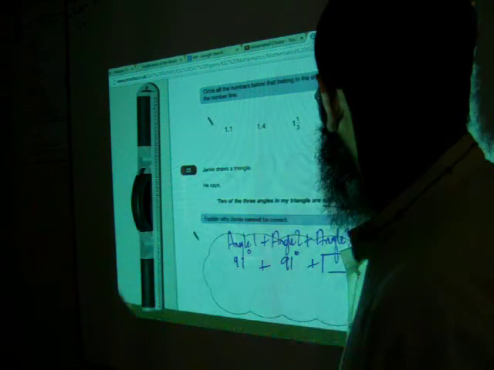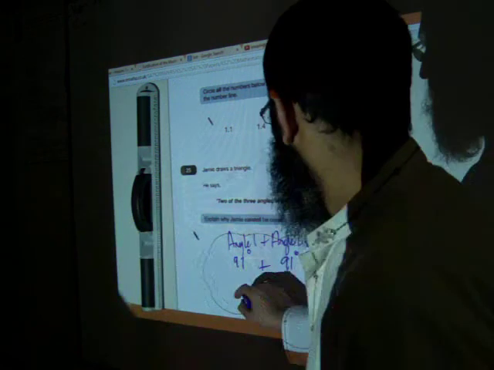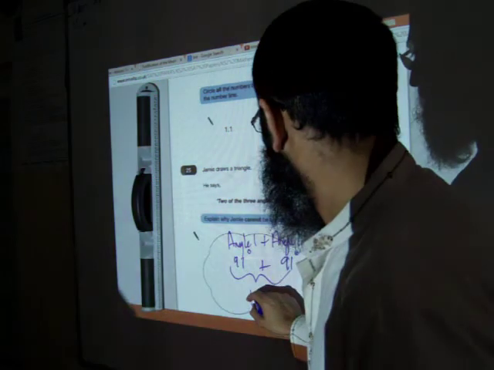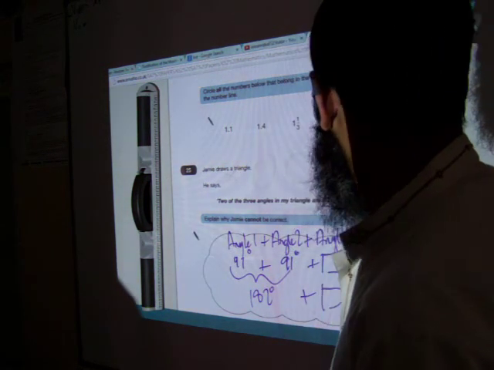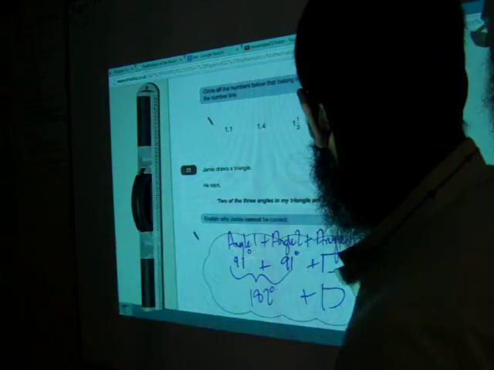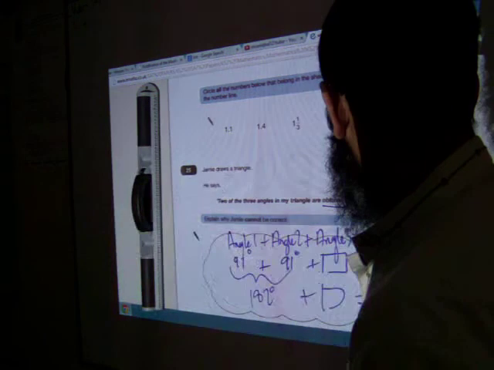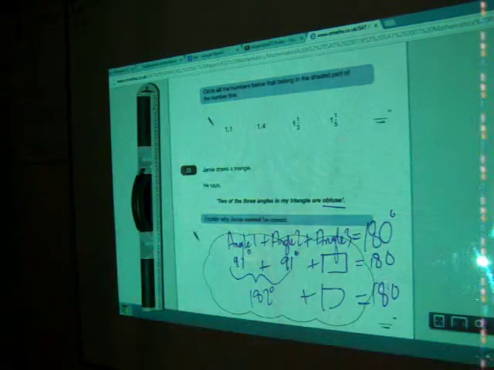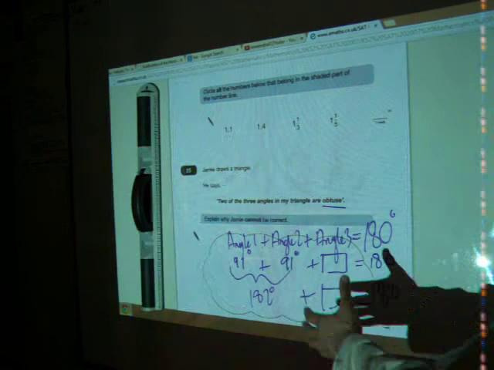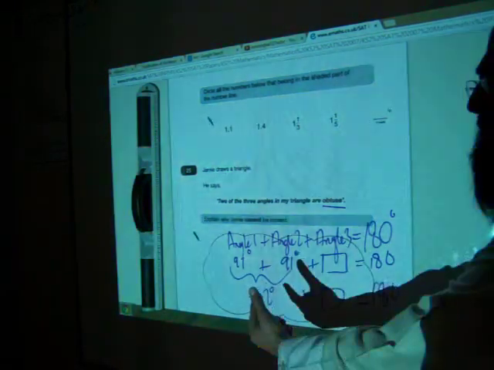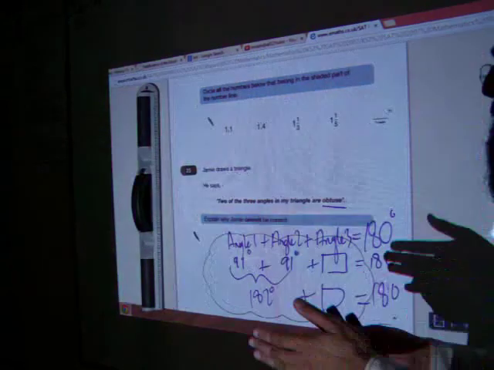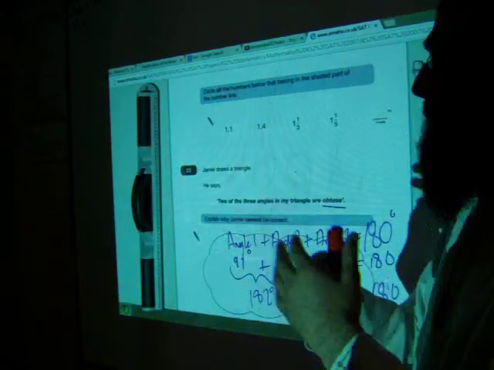What's 91 add 91? 182. That's 182, but that's different. The equation is wrong. If 2 of the angles are more than 90, you've already done 180 in just 2 angles. You can't make a triangle. Basically it'll be open, it won't join.